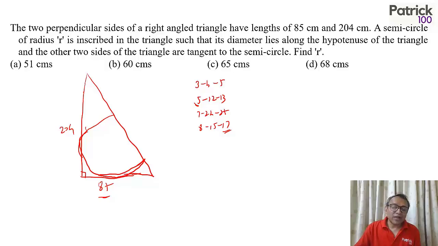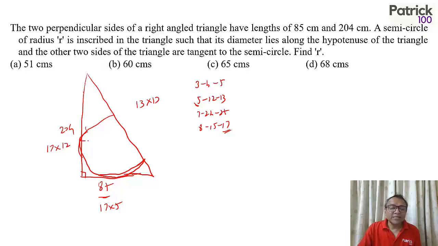17 into 5 is 85. If you notice, 17 into 12 is 204. So we can make out the ratio is 5 to 12. So 5, 12, 13 is the triplet which we can use. So the third side will be 13 into 17. Not required to calculate, but anyway.